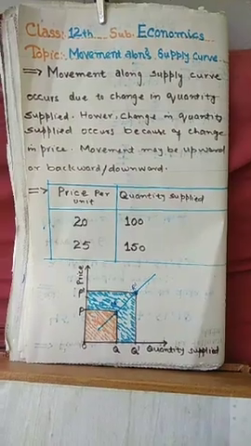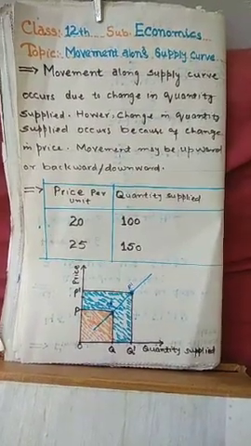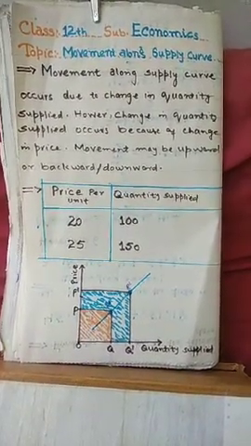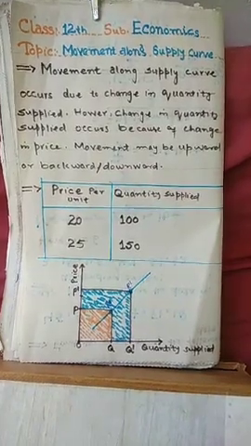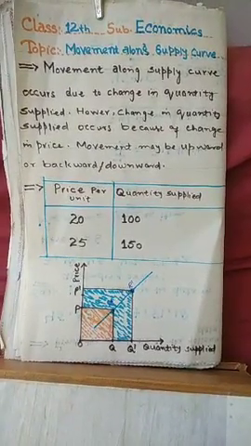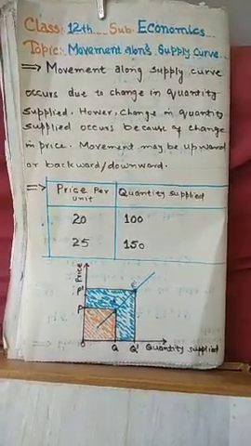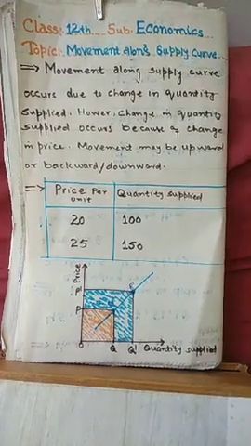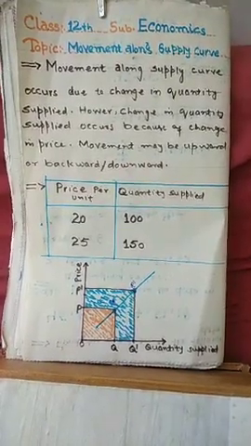More is offered for sale at higher prices and less is supplied at lower prices. Now dear students, we will study about movement along supply curve.